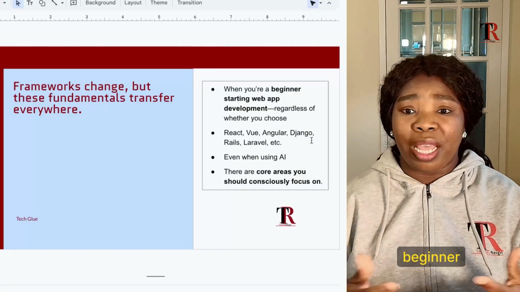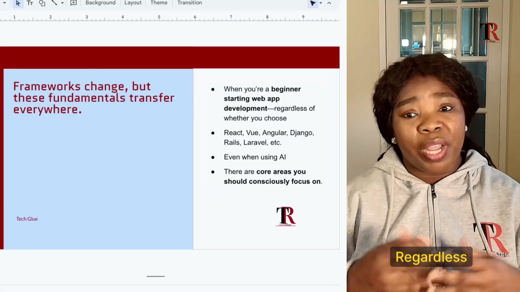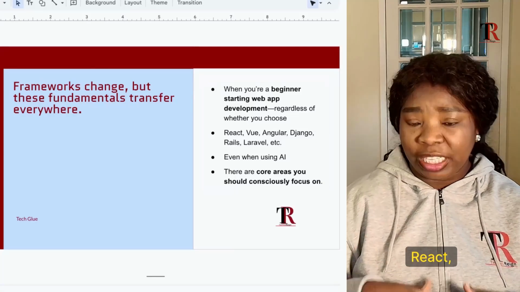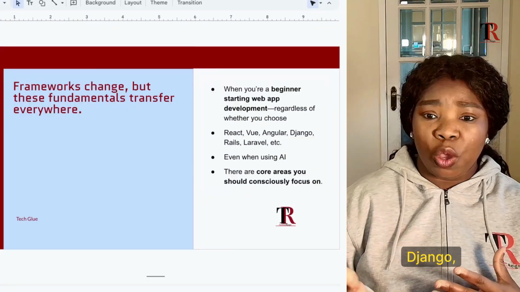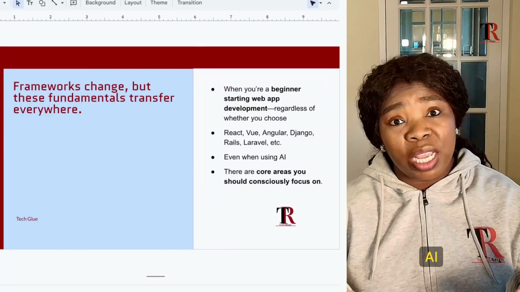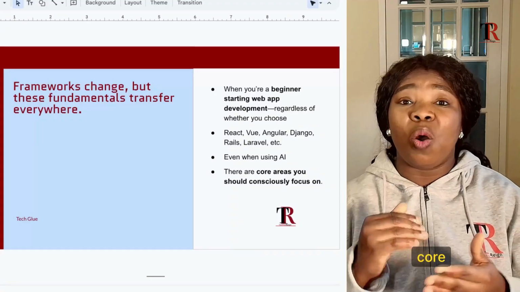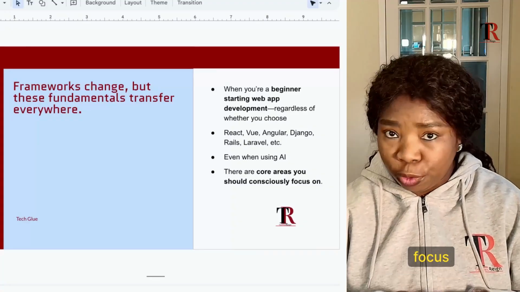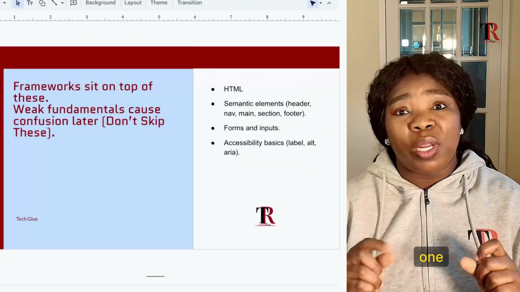When you are a beginner starting web app development, regardless of whether you choose React, Vue.js, Angular, Django, Rails, Laravel, it doesn't matter. Even if you are using AI, it does not really matter. There are core areas that you should consciously focus on as a beginner. The first one is HTML.